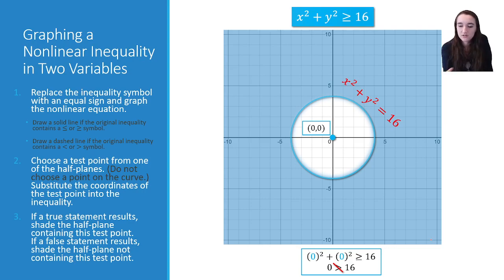Graph the equation, check whether it should be dotted or dashed or solid, then plug in a point and color in based on that result. That's it. Those are your steps. So as long as you know how to graph the original equation, that is the big question, then everything from there is fairly simple. All right.